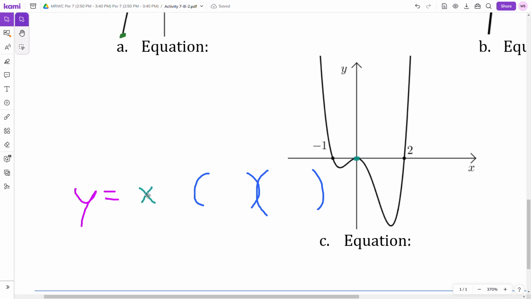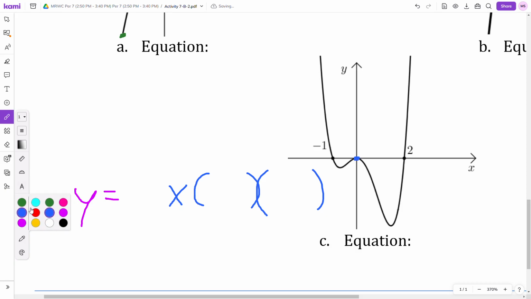Well, anything else with the x? Let's just finish the other ones. What about the other intercepts? What do I put in the other parentheses? X plus 1. Okay, so this green dot here is going to give me x plus 1.